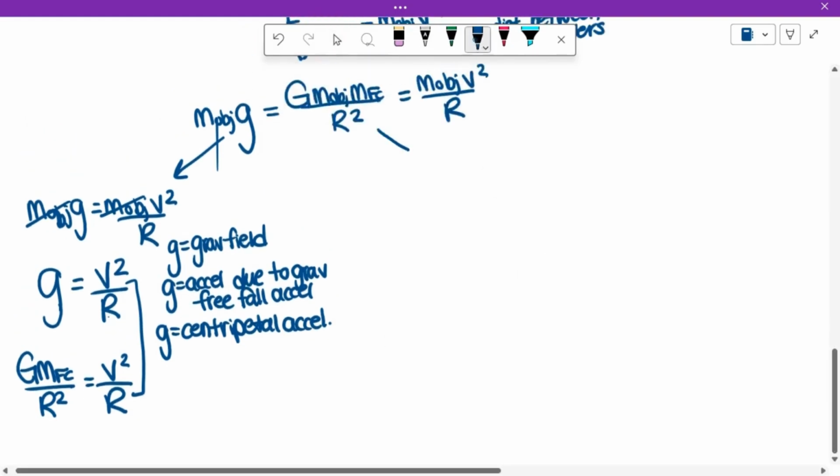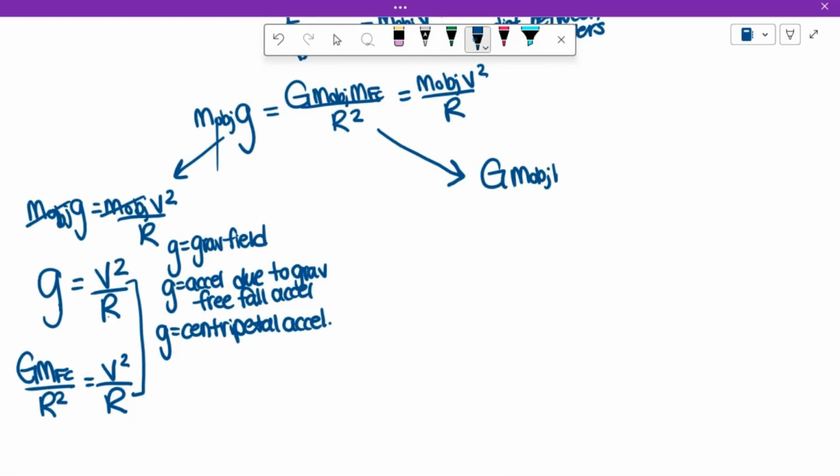So then we have the other force of gravity equation, G, mass object, mass field creator, all over r squared, is mass object v squared over r, right? So this says the force of gravity is equal to the net centripetal force. So some things can cancel left and right. I've got a mass object on both sides, right?